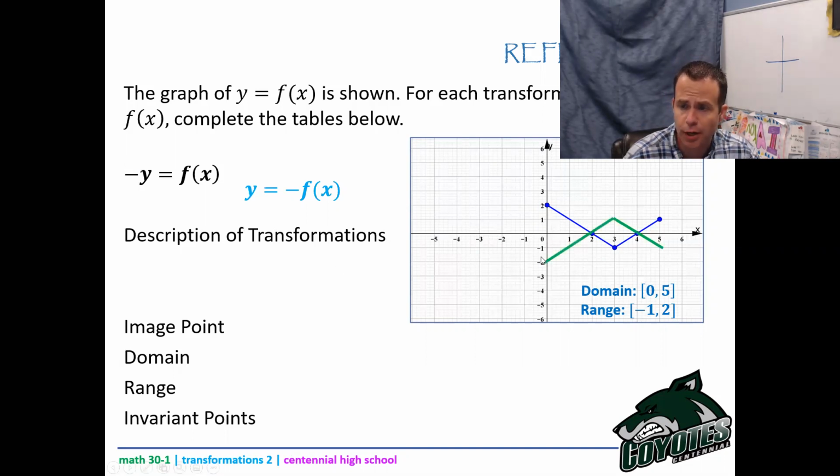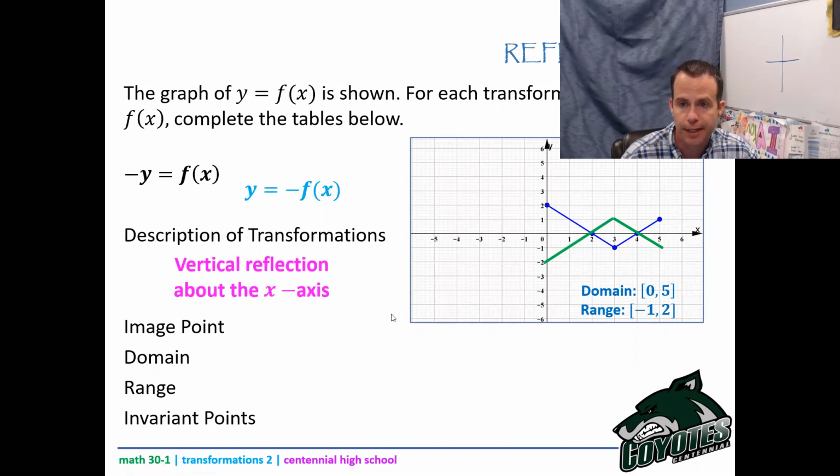So here's the drawing that you should have, okay? Remember that the x-axis right now is my mirror line. So however far any point was away from the x-axis, take a look at this little vertex here. I'm that far away on the other side of the mirror line for the reflection. So it's a vertical reflection about the x-axis. The image point would be (x, y) maps to (x, negative y).